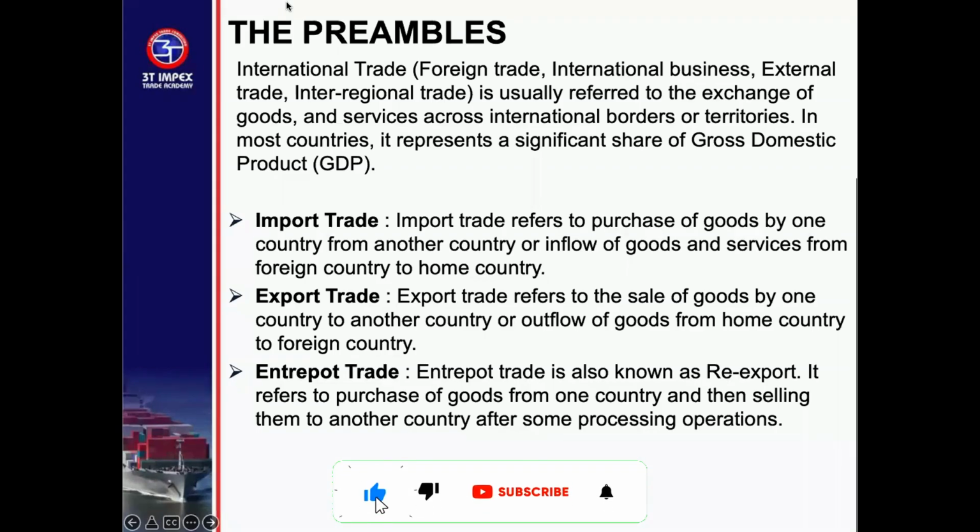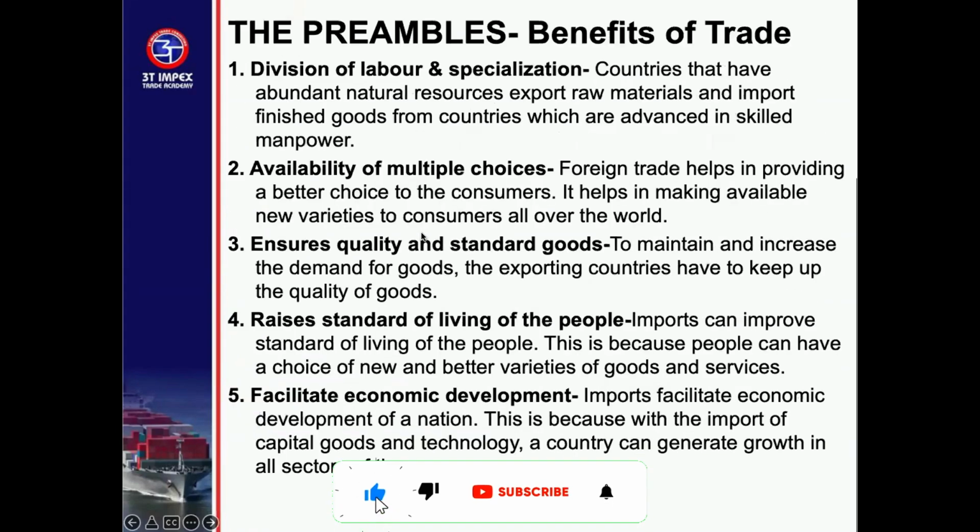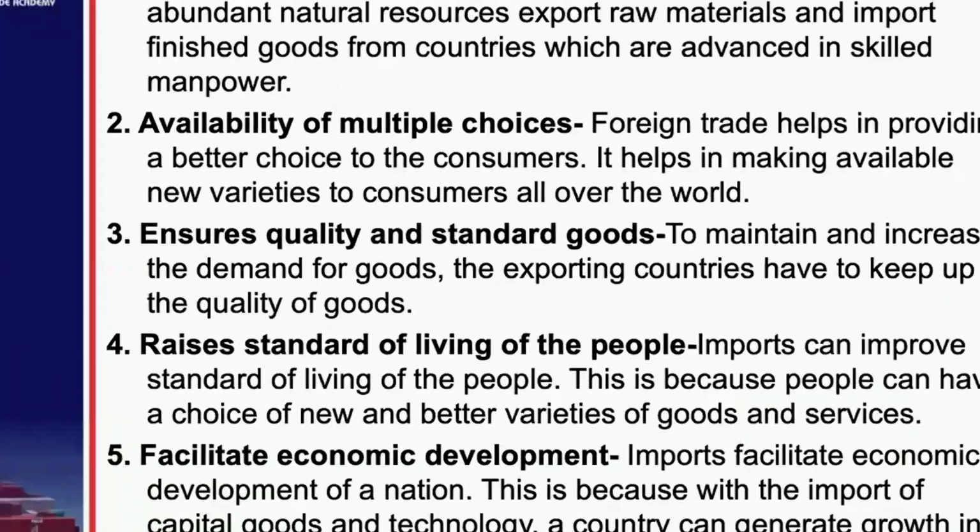So that means in entrepot, there is an import leg, there is an export leg, and there is a value-adding processing leg. International trade is so important that countries that have abundant resources become net exporters of raw materials, making countries specialize. International trade creates division of labor and specialization.